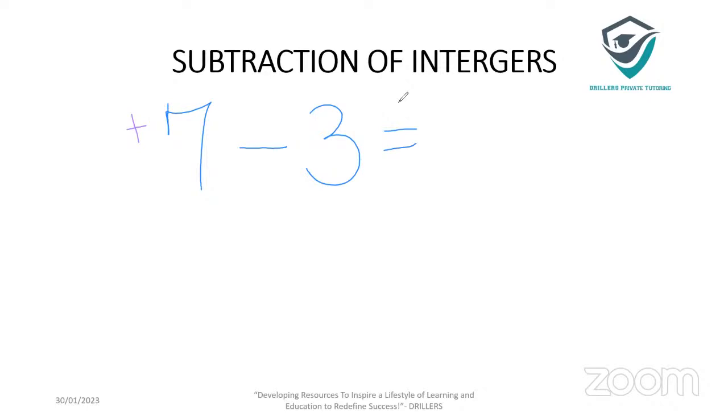So I have positive 7, take away 3. So we know that if it's different signs, we're going to subtract and keep the sign of the larger number. So 7 take away 3 gives me 4. And of course, the sign of the larger number is positive. So this is going to be positive 4. That's how we kind of verify. So we know that 7 take away 3 is 4, yes, but is that 4 positive or negative? Of course, it's positive because the larger number, which is 7, is a positive number. So that's one way of verifying if your answer is correct.